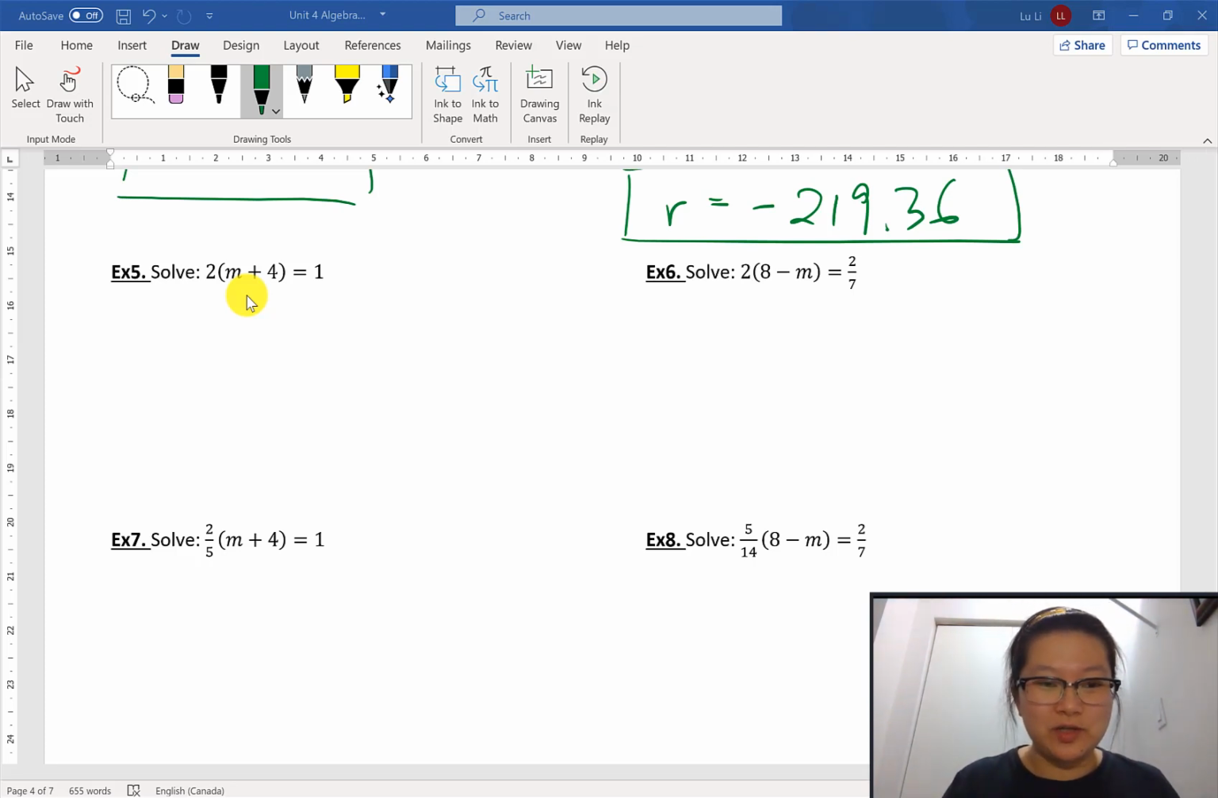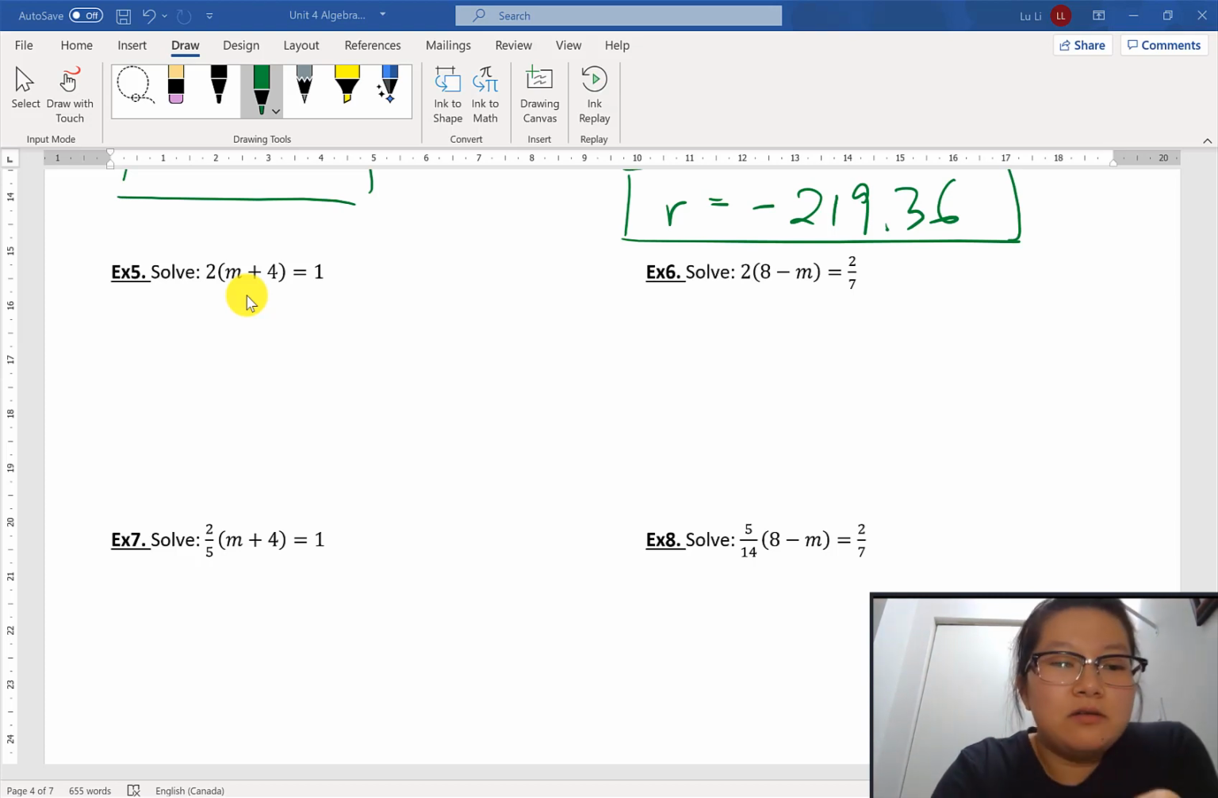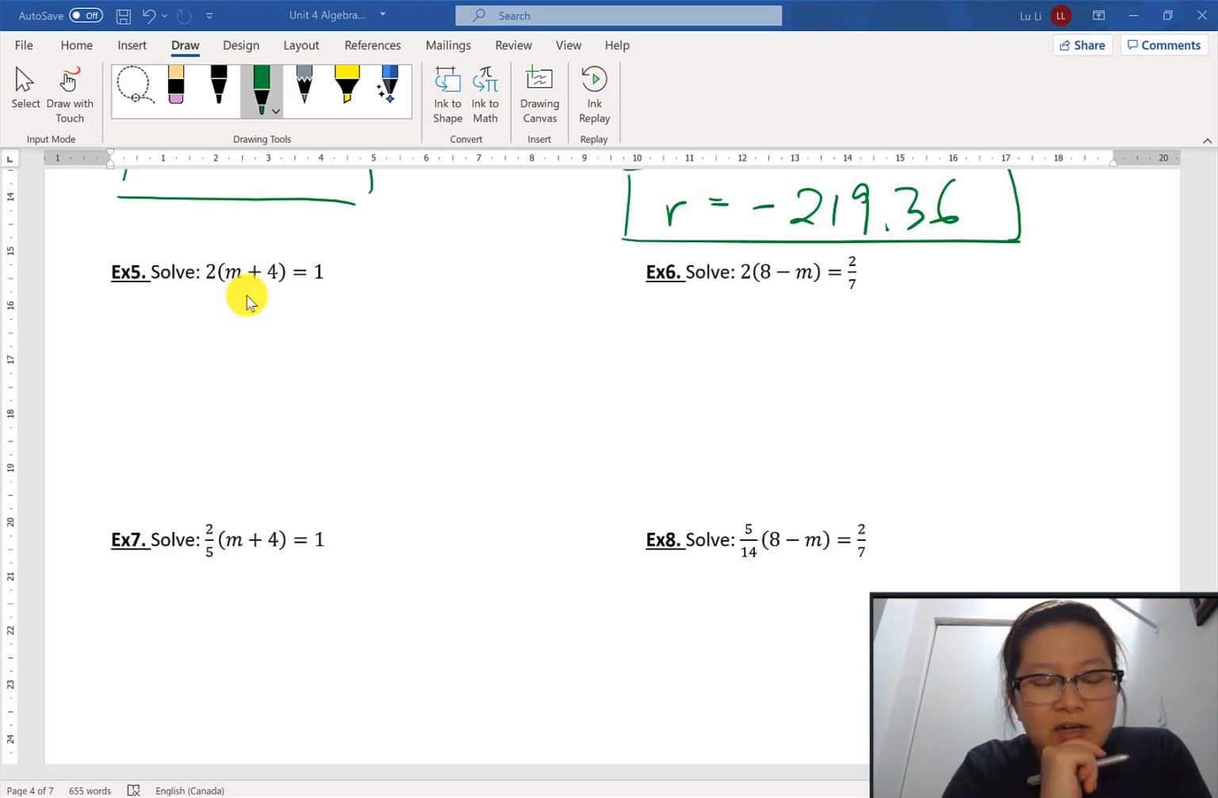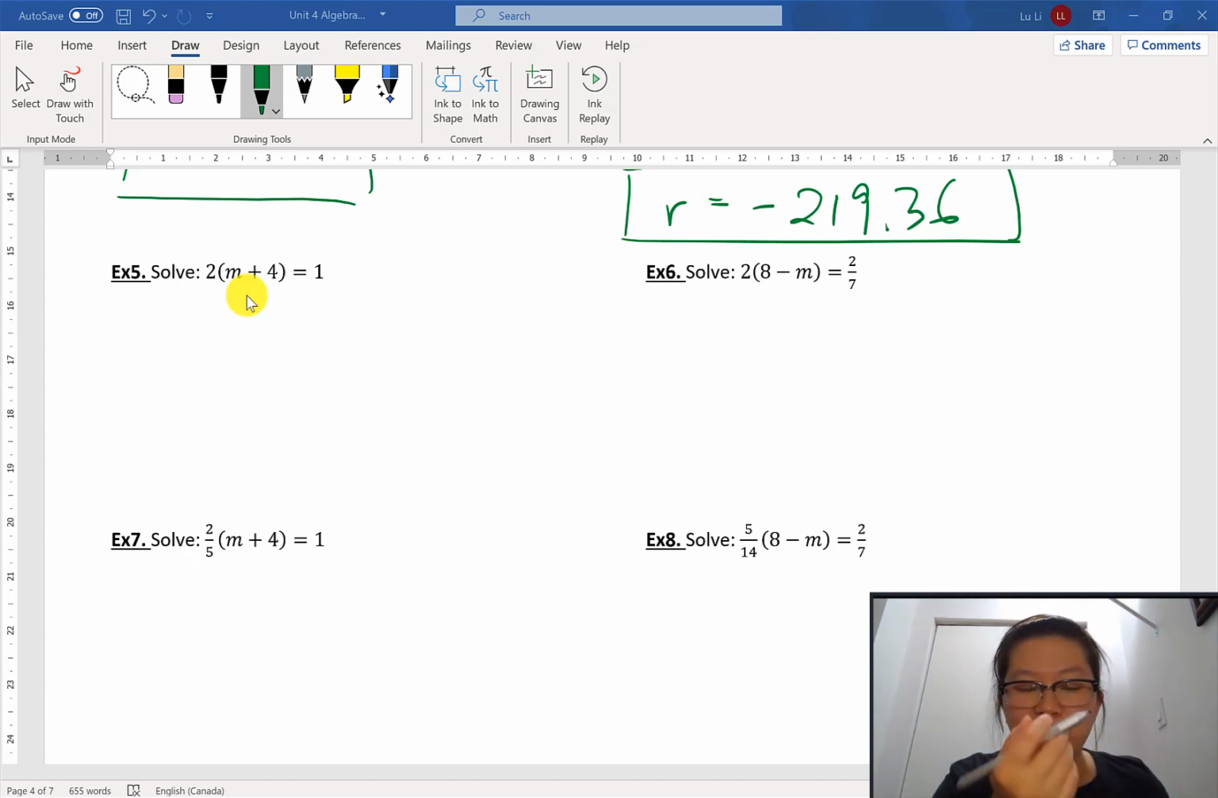Ooh, it's starting to look trickier, hey? Now, you might think that, oh, hey, look, I have 2 in front of brackets. Do I do the distributive property and distribute the 2 inside the bracket and then solve the rest? You could, but there's an easier way that you can do this.